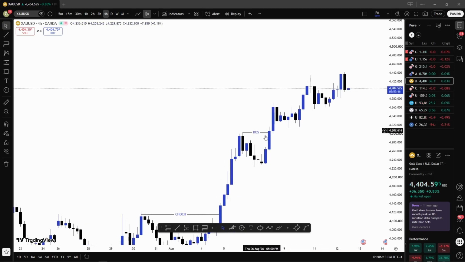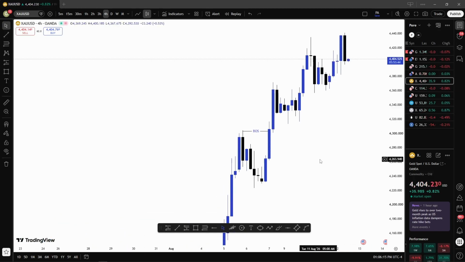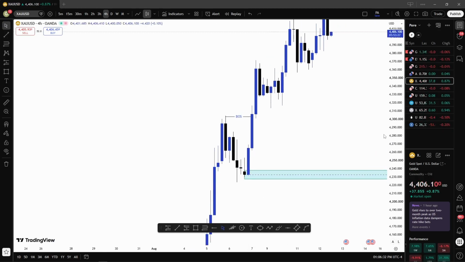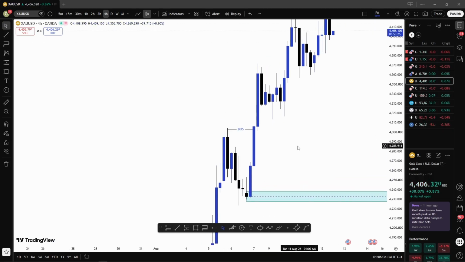Now I'll look at this area here. We could clearly see that there is an order block sitting right here. You can see this last bearish candle before the bullish move, it's an order block that is sitting right here. So therefore we have an order block right here. Now after identifying an order block, we need to look for what we call the fair value gap.